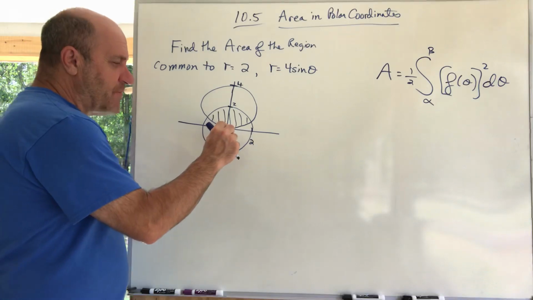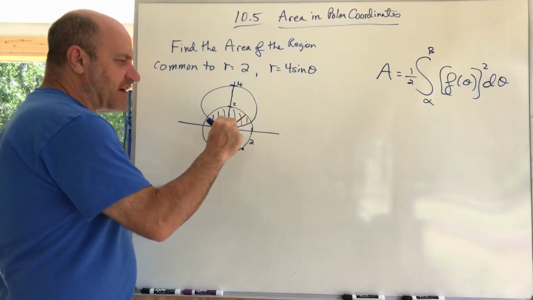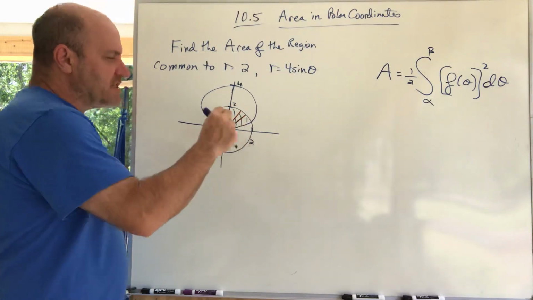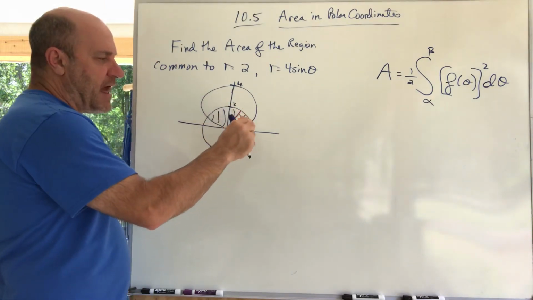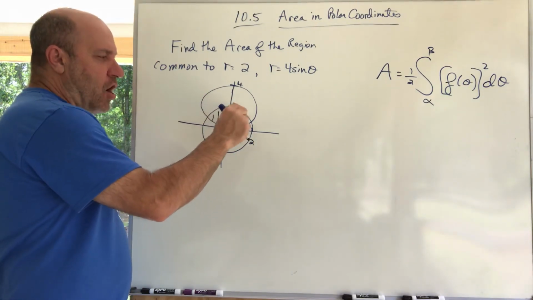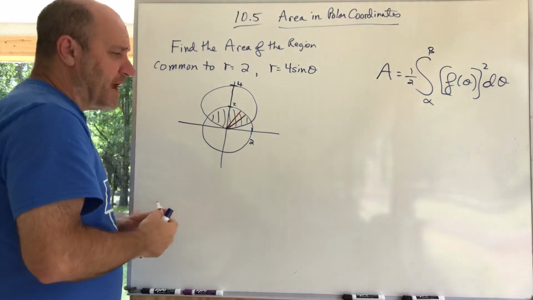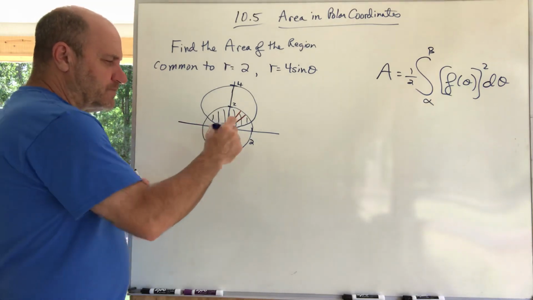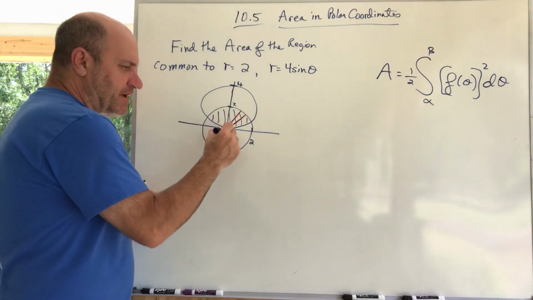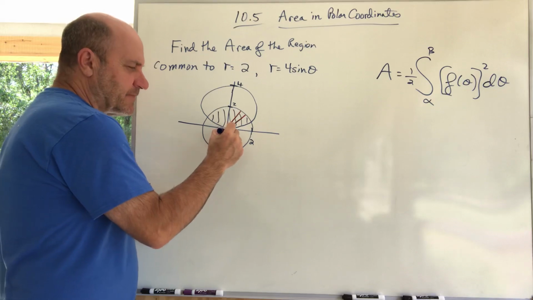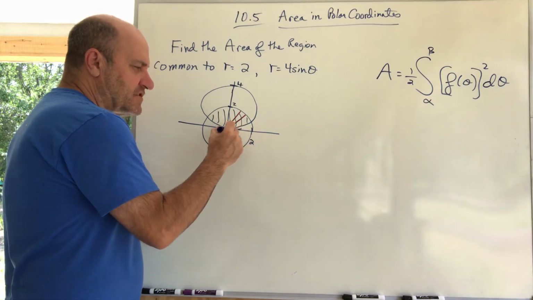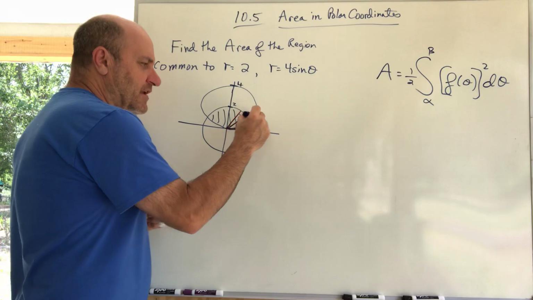I'm going to go from the pole, and I'm going to sweep out a sector of area. So which function am I going to hit when I do that? Looks like I'm hitting this r equals 2. If I had drawn a better picture, you have to be careful with these pictures. I think this circle is probably a little lower, looking like that.